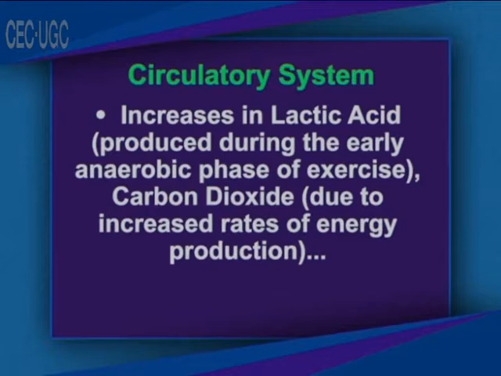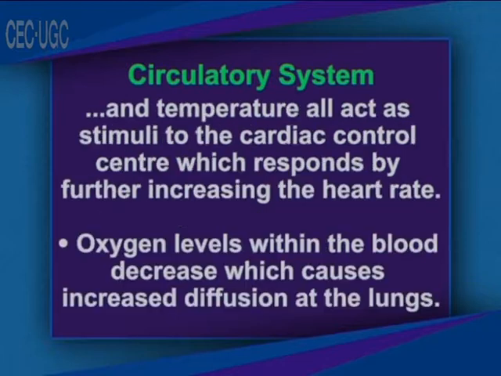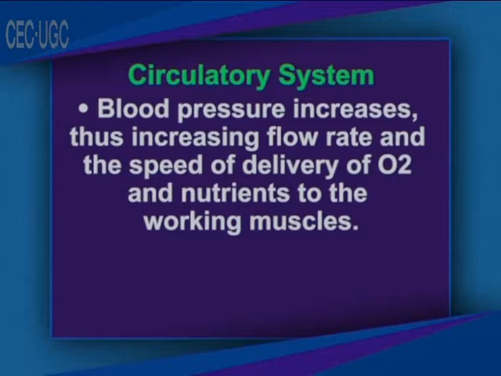Carbon dioxide, due to increased rate of energy production, and temperature all act as stimuli to the cardiac control center, which responds by further increasing the heart rate. Oxygen levels within the blood decrease, which causes increased diffusion at the lungs. Blood pressure increases, thus increasing flow rate and the speed of delivery of oxygen and nutrients to the working muscles.